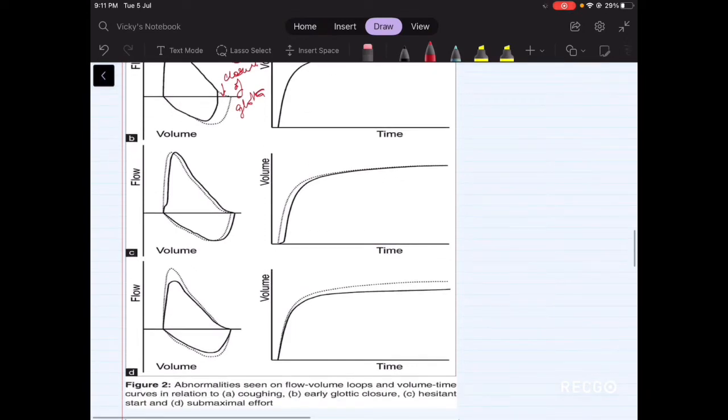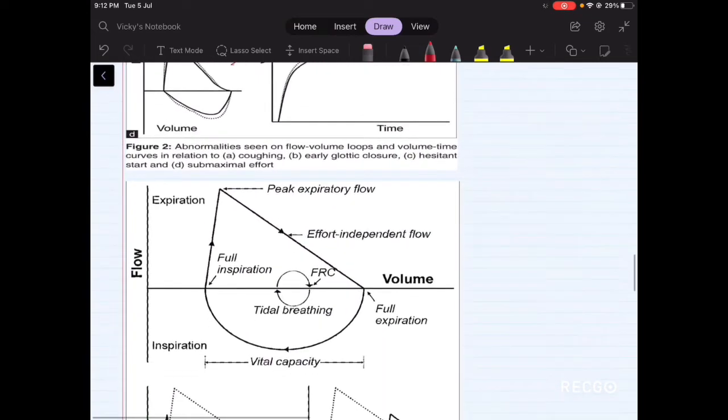Then in the third graph you can see that the patient has become hesitant while doing spirometry. So the graph has started a little late. This is known as hesitancy. The patient has become hesitant, right? And here you can see that the patient has not put in his maximum effort. This should be his maximum effort, and this is the graph which he is making. So this is known as submaximal effort by the patient, right? These are some of the abnormalities which we get in the graph.